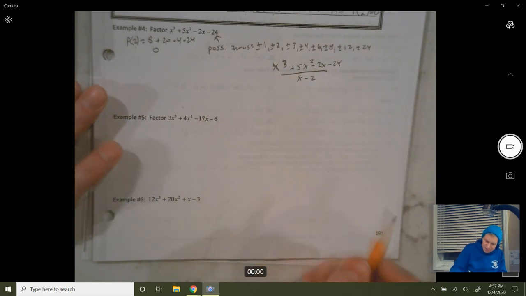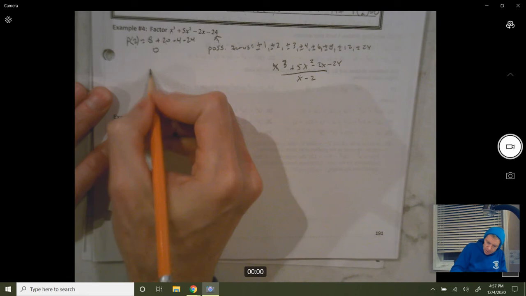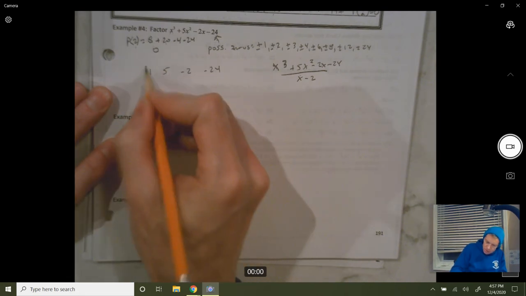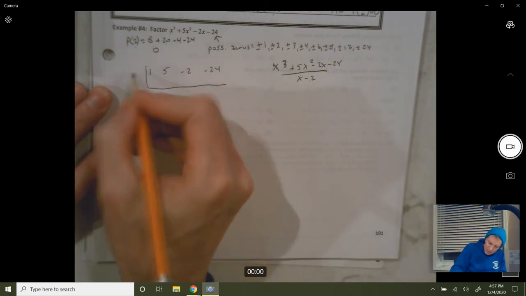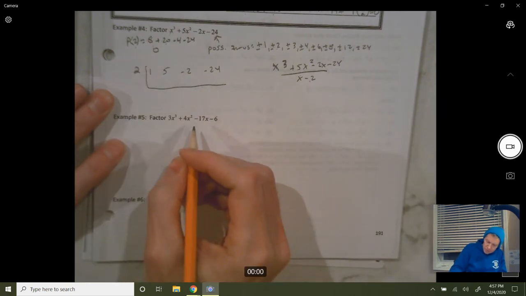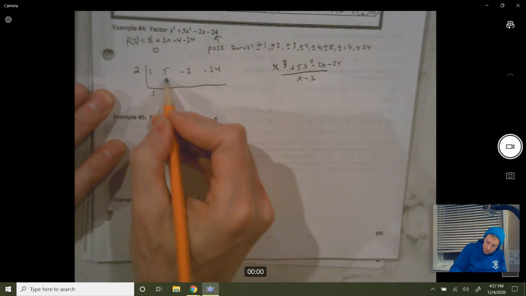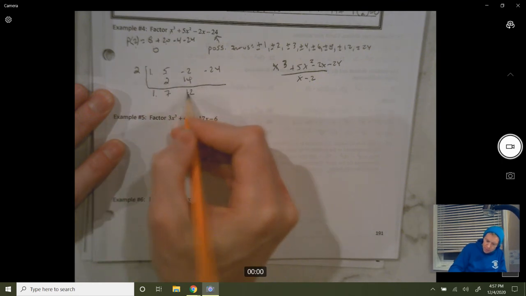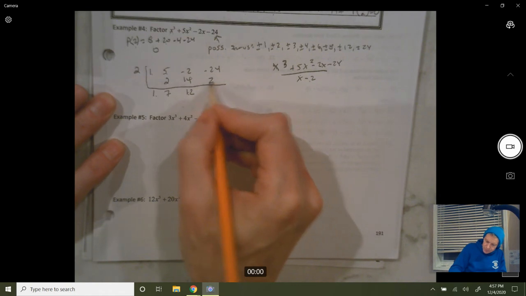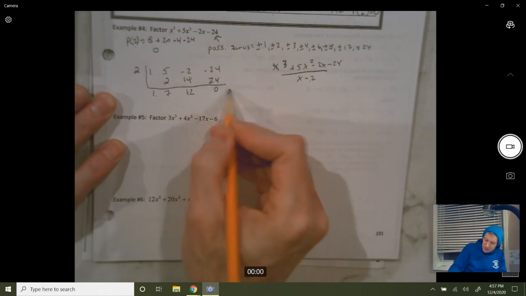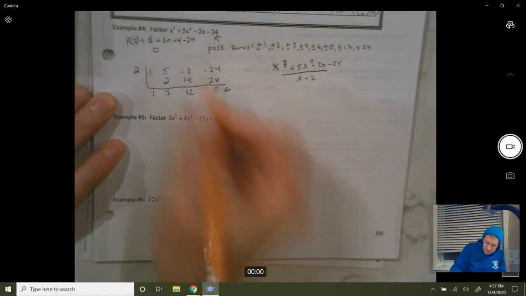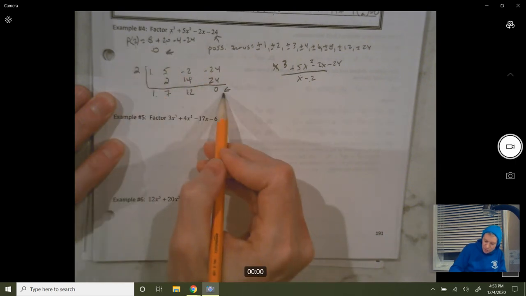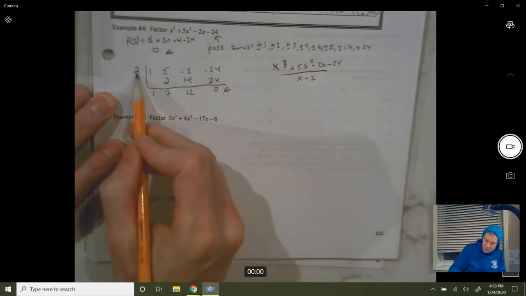Let's do synthetic division. So we've got 1, 5, negative 2, and negative 24. I'm dividing by x minus 2, so a positive 2 goes up here. Bring down the 1, multiply by 2, add these together, multiply by 2, add these together, multiply by 2, and you get 0. This is a good double check that you didn't make a mistake. This 0, plugging in P of 2, should give you the same thing as the remainder when you divide your polynomial by x minus 2.